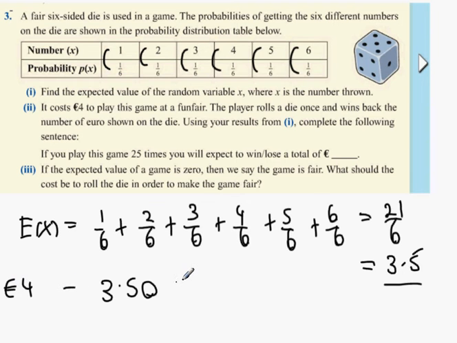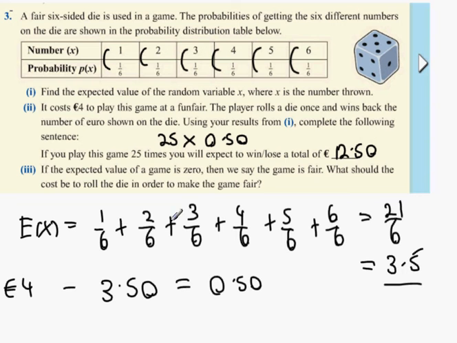Loss. You're making a loss of 50 cents. So you're going to lose 50 cents a game. If you play the game 25 times, what happens then? 25 multiplied by 50 cents is going to cost you €12.50. You're going to lose €12.50 gambling on this particular game.